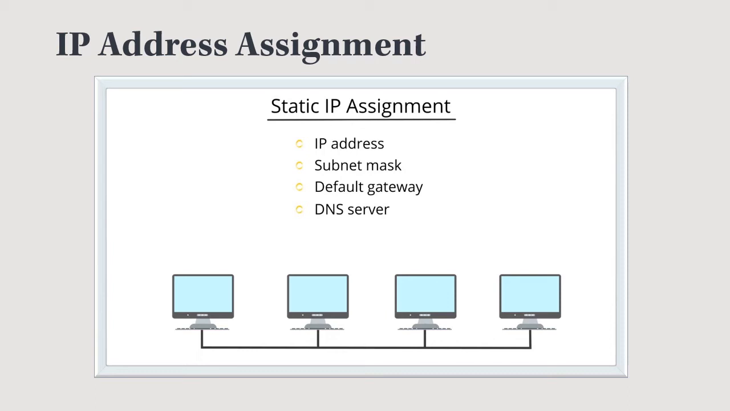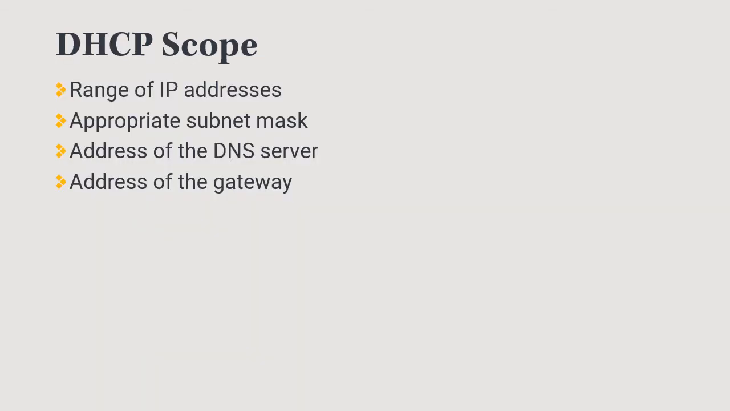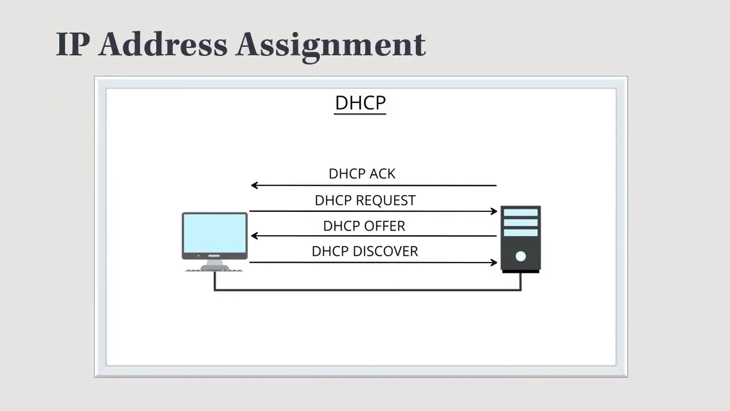And so there was something devised called DHCP. With DHCP, we're using a server to assign different parts of the IP configuration. The scope of the DHCP is that we can assign a range of IP addresses, and we can set up that range. We can assign an appropriate subnet mask. We can assign the address of the DNS server that computer should use, and we can assign the address of the default gateway that computer would use to get out of our subnet. And the way that the DHCP assignment works is, if you look here, going from bottom to top, the computer comes online.